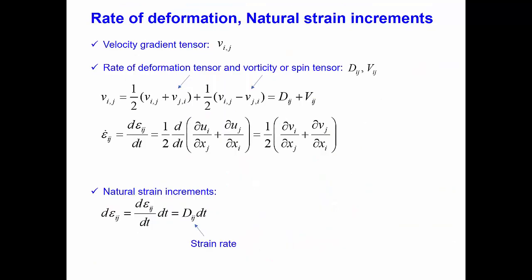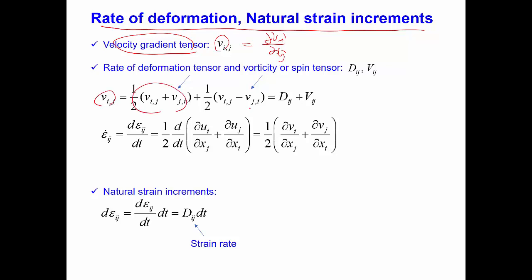Now we are going to define rate of deformation and natural strain increments. The velocity gradient tensor is defined by the partial differentiation of velocity component v_i with respect to the coordinate x_j. The velocity gradient tensor can be decomposed into two parts, that is symmetric part and skew-symmetric part. The symmetric part is defined as the rate of deformation tensor, and the skew-symmetric part as the vorticity or spin tensor.